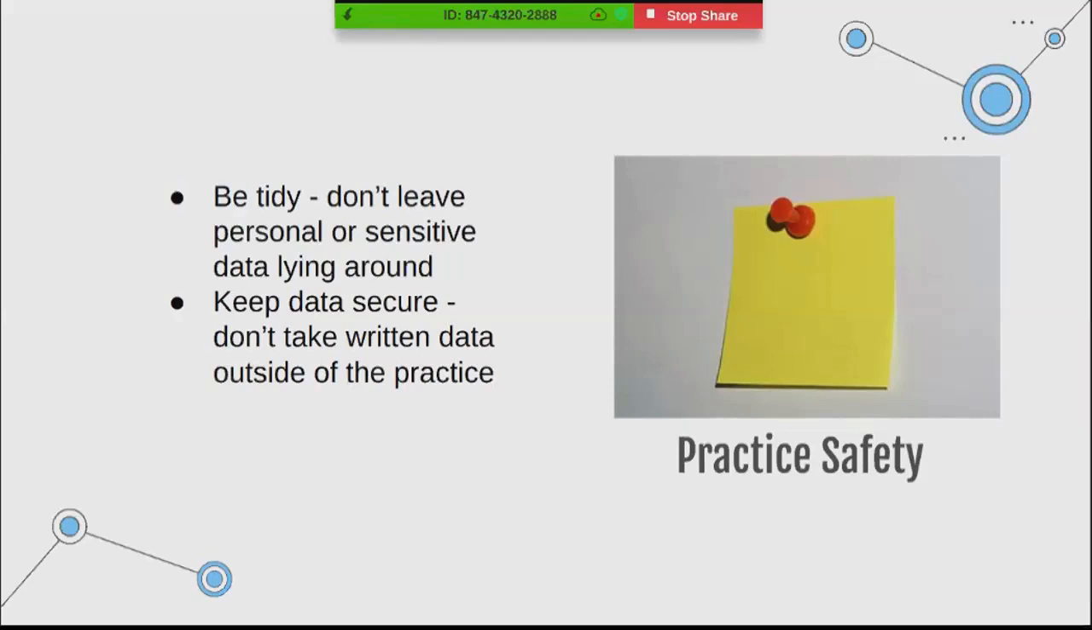It's quite easy for that information to fall out of the pocket, or they go out to the shops on their lunch or something like that. So any data must be kept securely in the practice and never removed from the practice. But just being in that kind of tidy mode, making sure that things aren't lying around, making sure you're not leaving information on your desk when you go off to other parts of the practice. It's really important that that information is kept safely and securely.